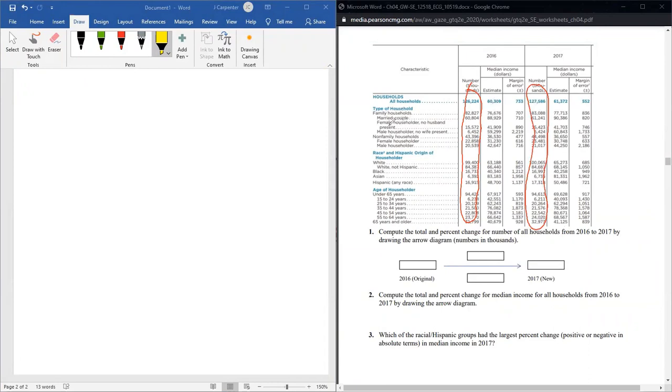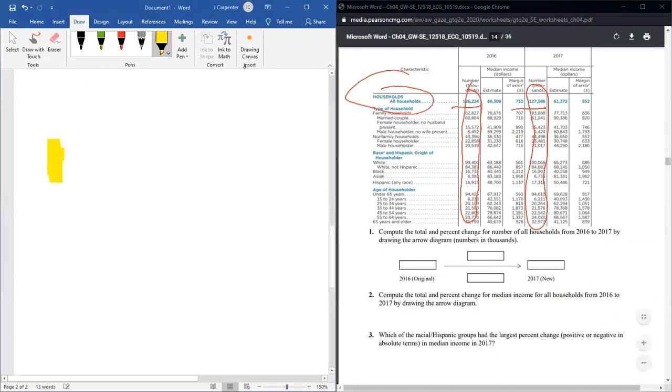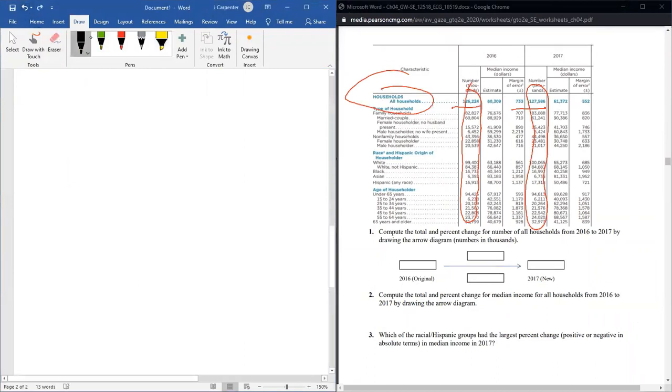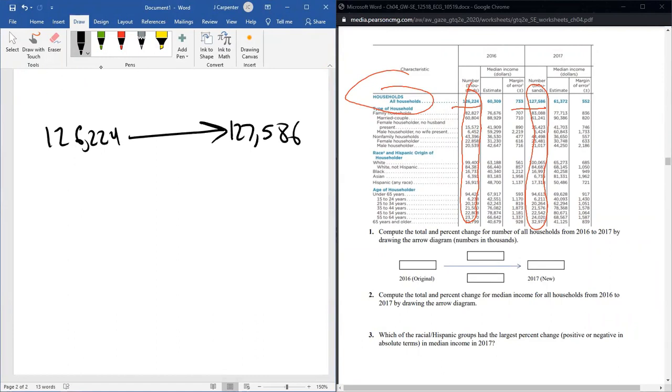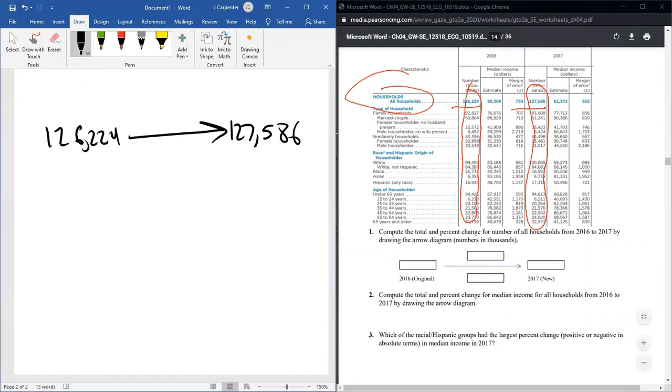Well, if you look at all these categories, they're broken down by male households, no wife, male householder, based on age, based on ethnicity. Right here: households, all households. So these are the numbers we need, the 126,224 and the 127,586. So that's what goes there. So we have 126,224 pointing at 127,586. That's our old and our new, 2016, 2017.